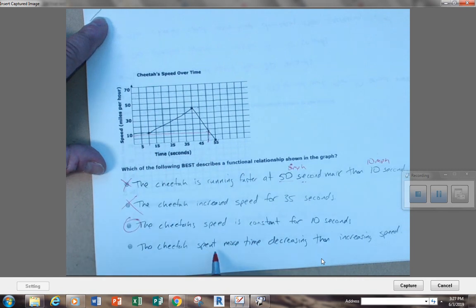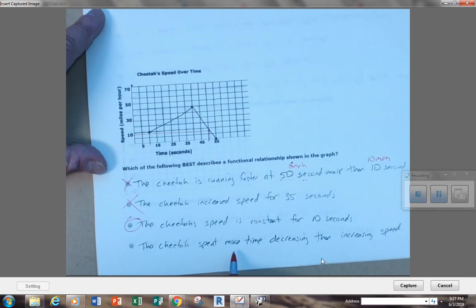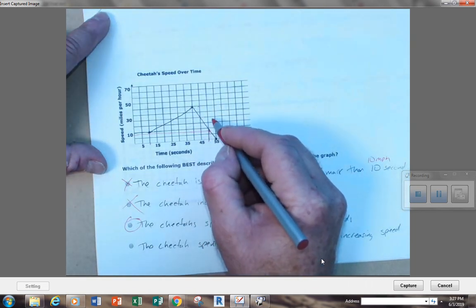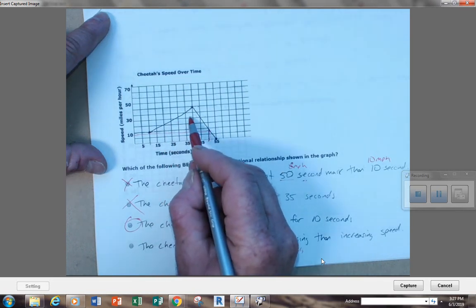This one, cheetah spent more time decreasing than increasing. So let's see. Decreasing, spent 1, 5, 10, 15 seconds going down. But then increasing 5, 10, 15, 20, 25, 30 seconds. So that is a false statement too. All right, 3rd one. Let's do this one right here.